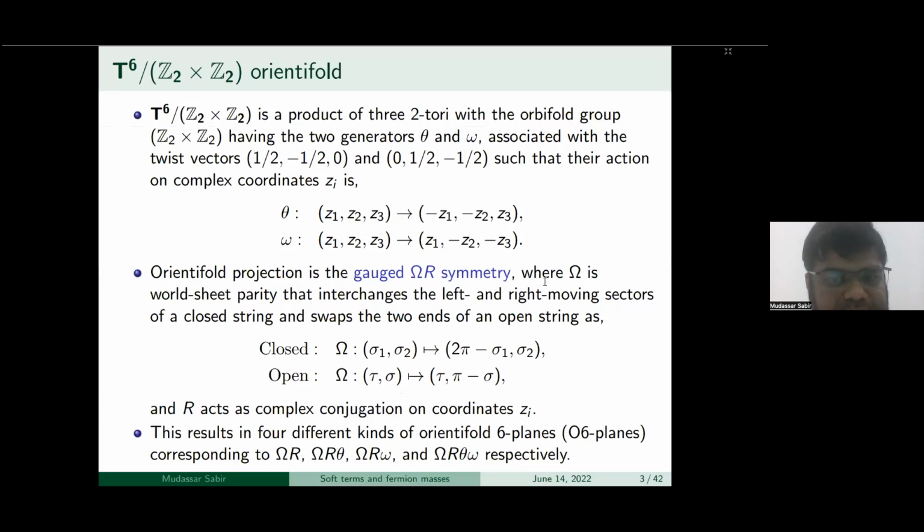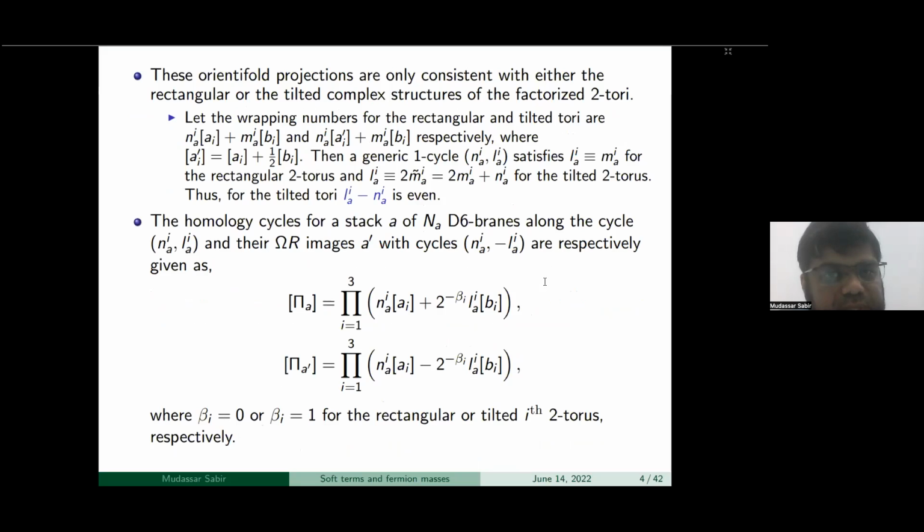The orientifold projection is the gauged omega R symmetry, where omega is a world-sheet parity that interchanges the left and right moving sectors of a closed string and swaps the two ends of an open string as the following. And R acts as the complex conjugation on the coordinates Zi. So this results in 4 different kinds of O6 planes corresponding to omega R, omega R theta, omega R omega, and omega R theta omega respectively. These orientifold projections are only consistent with either the rectangular or the tilted complex structures of the factorized 2-tori.